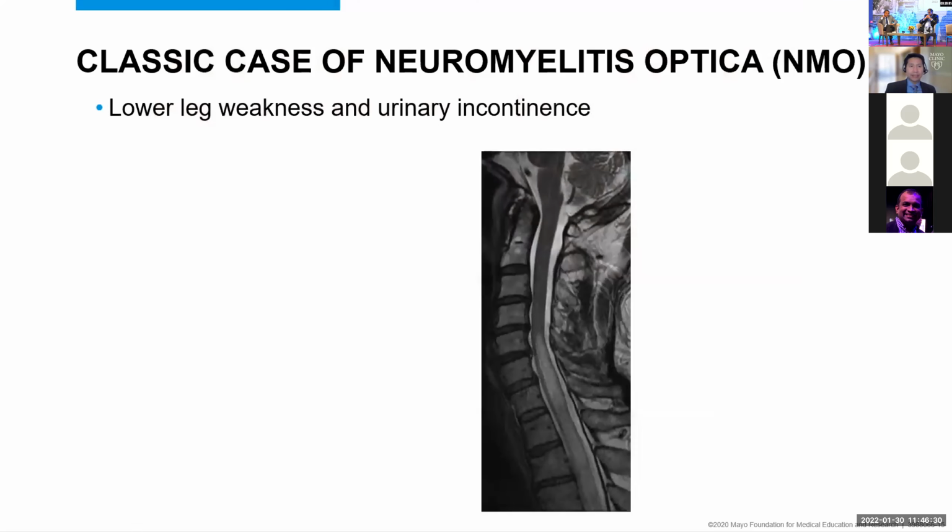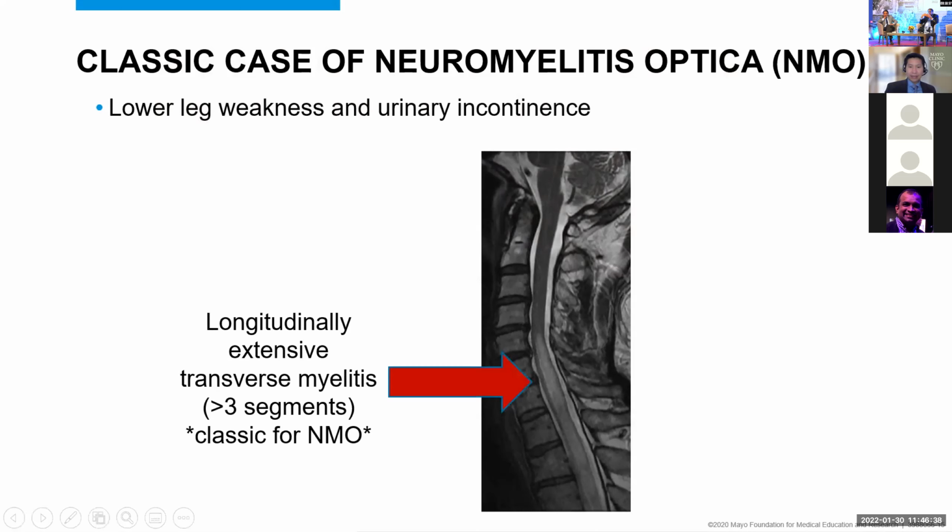Of course, they also said they had lower leg weakness and urinary incontinence, which of course means we'll have to get an MRI of the spine. And as we heard from Dr. Flanagan's wonderful talk, you can see this longitudinally extensive transverse myelitis here, extending over 5 vertebral segments. And this is classic for NMO. If we had the enhancement pattern, we might see that eye of Ceron that he talked about. But I don't have that enhancement here, but this is pretty classic for NMO.